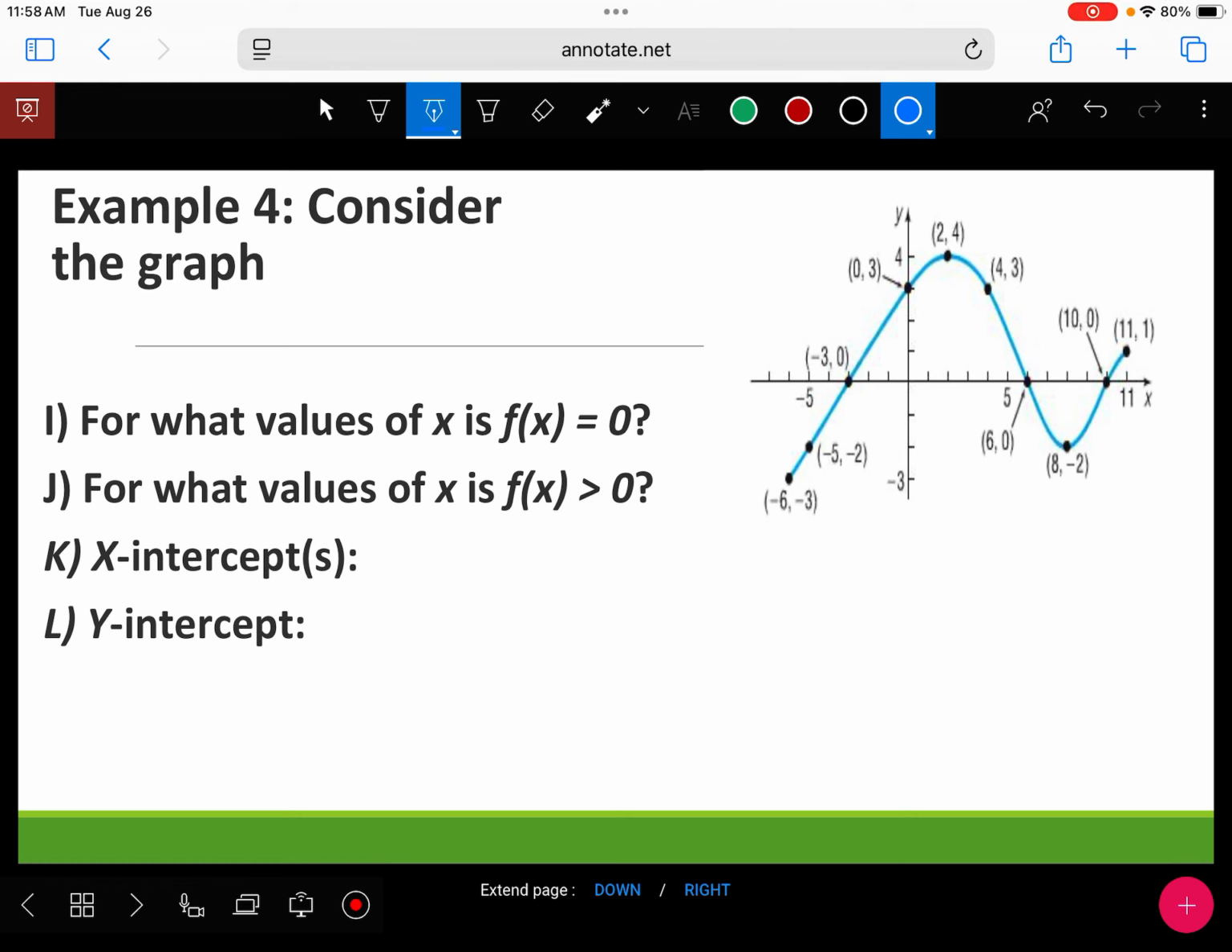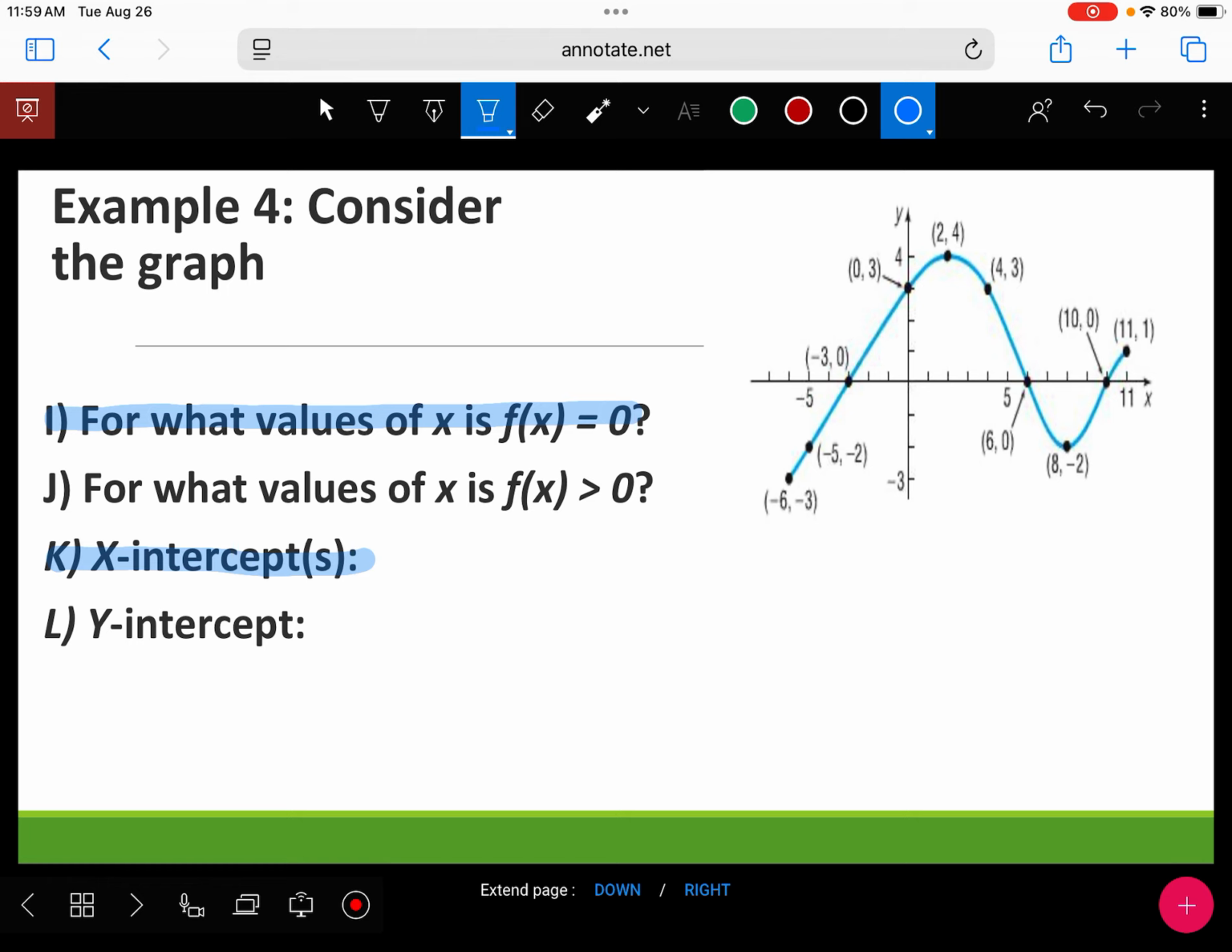All right, any ideas? What 2 questions are asking the same thing in different ways? I and what else? I and J? Not I and J. It's I and K. Because the definition of an x-intercept is what is x when y equals 0. So these 2 are actually asking you for the exact same thing. So we can do those together.